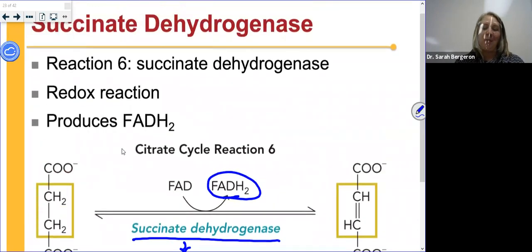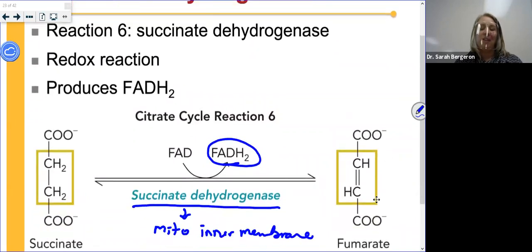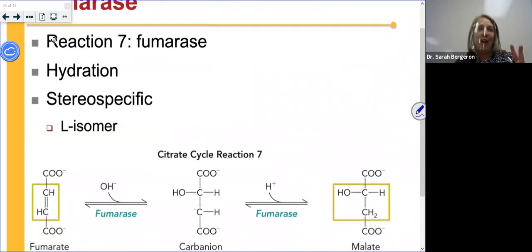All right, we're not back to the structure that we want. We're not back to oxaloacetate yet. We have 4 carbons, but we're not in the right structure yet. So we're going to go through 2 more reactions. This one's fumarase. Fumarase is going to hydrate our fumarate, get rid of those double bonds, and we're going to make malate.